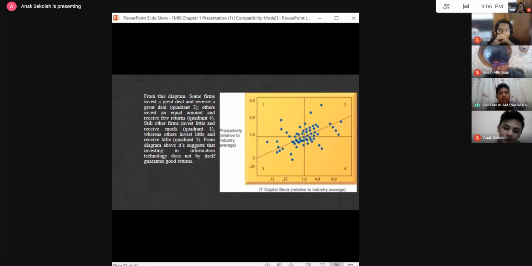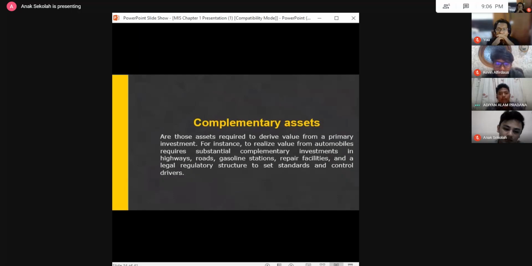From the diagram above, it suggests that investing in information technology does not by itself guarantee good returns. Wait, go back.